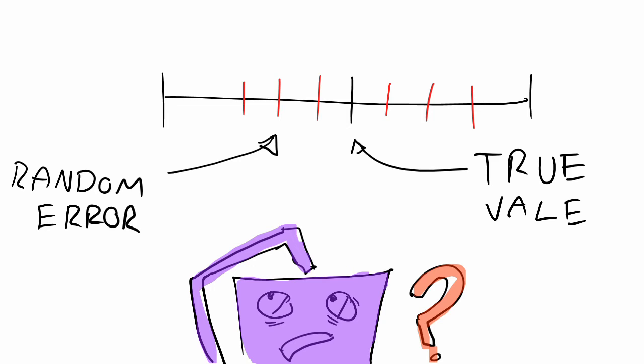So here's our true value, and you can see all the collected data points in red around the middle, and you can see that some have been collected too high due to random error, and others are too low due to random error. But if I was to take the average, where do you think it would sit? Likely it's going to sit in the middle.